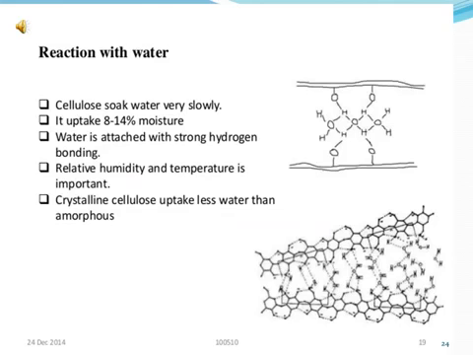No reaction with water. Cellulose soaks water very slowly. It takes up 8 to 14% moisture. Water is attached with strong hydrogen bonding. Relative humidity and temperature are important. And the last one is that crystalline cellulose takes up less.